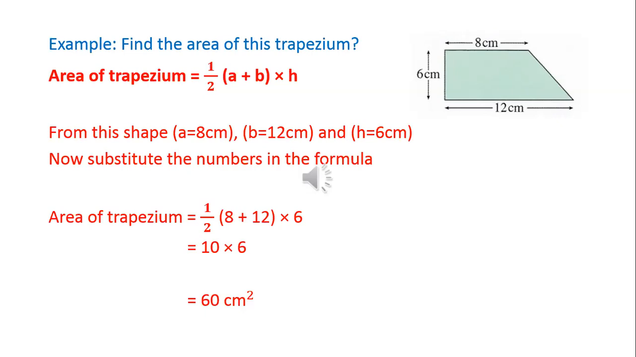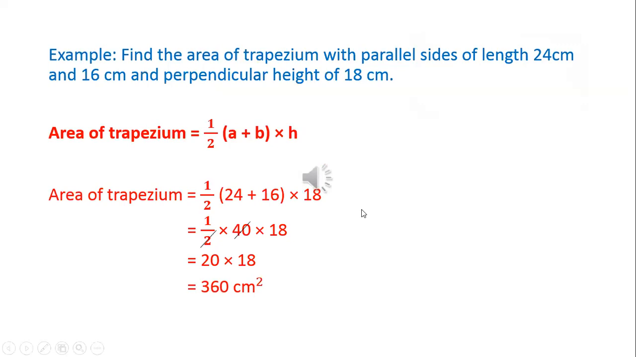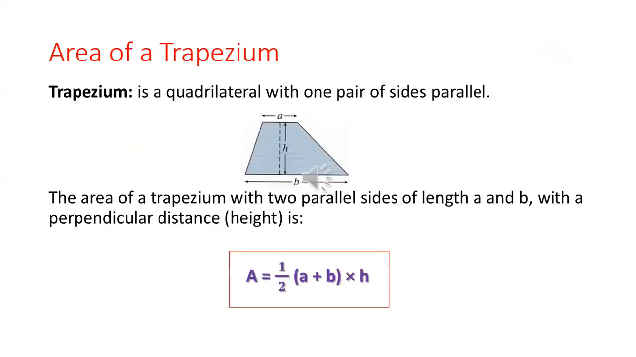Excellent. Because if you notice here, it will be centimeter power 2, because I'm talking about area. So area of a trapezium, 1/2, 8 plus 12, multiplied by 6. If you multiply these numbers together, it will be 60 centimeter power 2. Okay, boys, clear? This is the area of a trapezium.